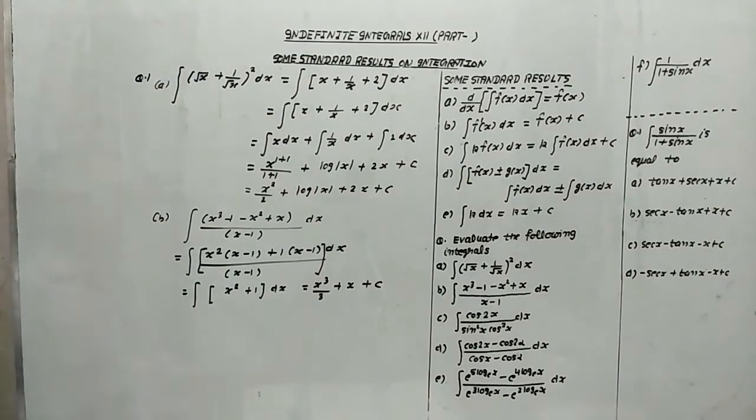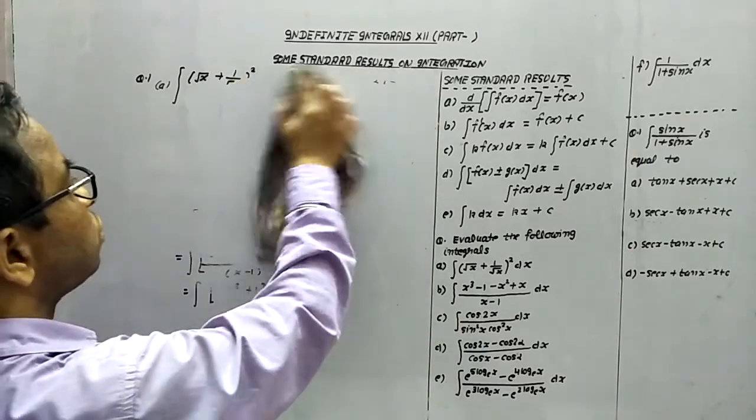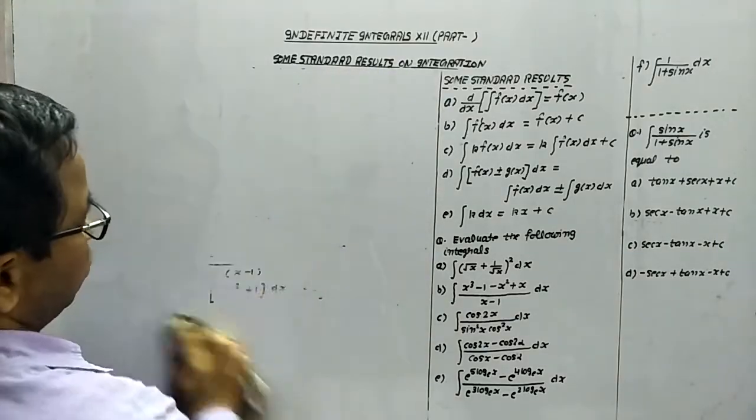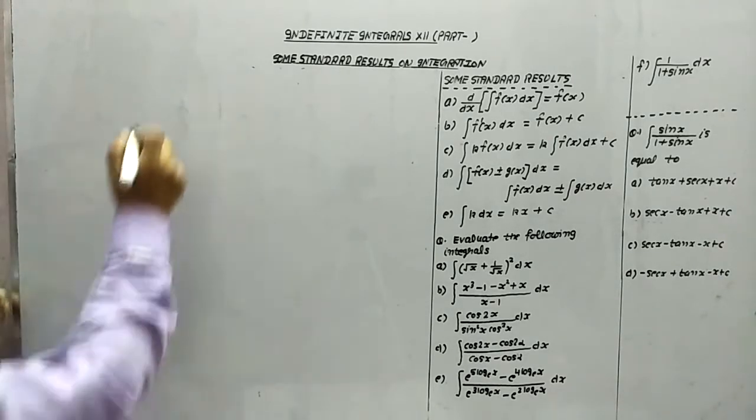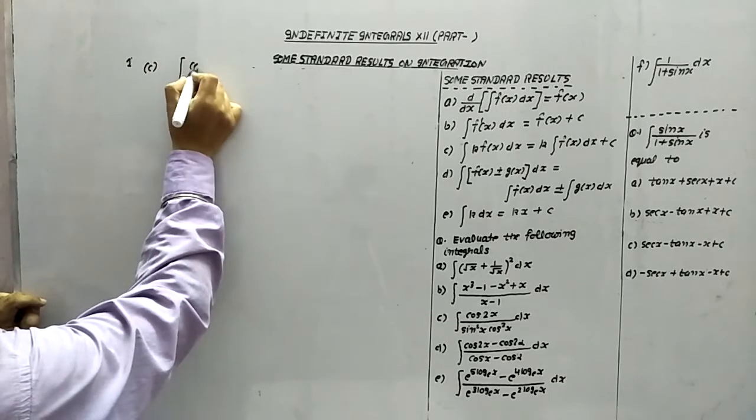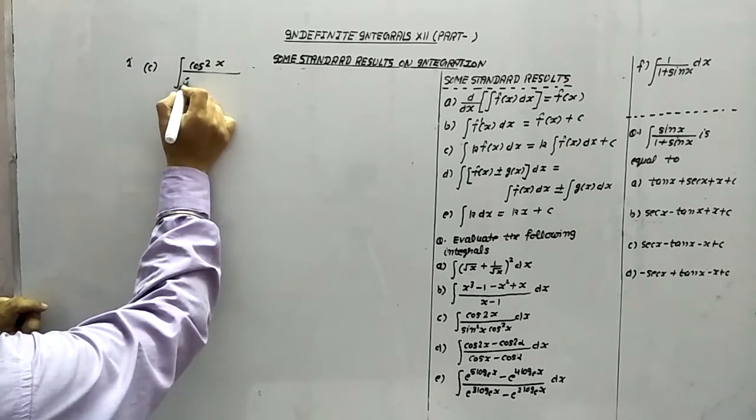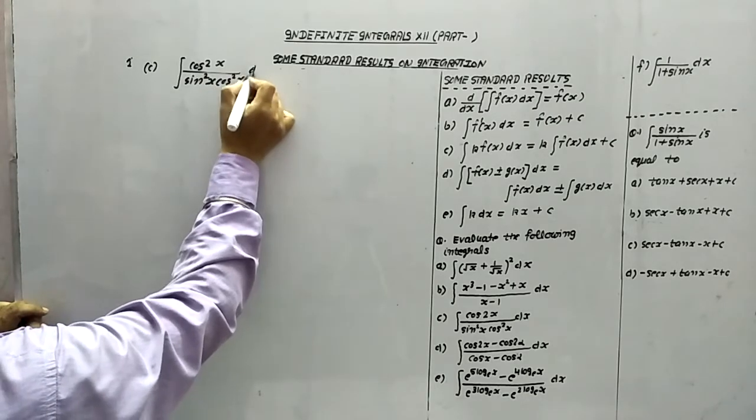So this is the way to do the integration, and once you do many questions related to this, the concept will be more clear to you. Now look at this. Suppose we have the first question, part C: integration of cos 2x upon sine square x cos square x dx.